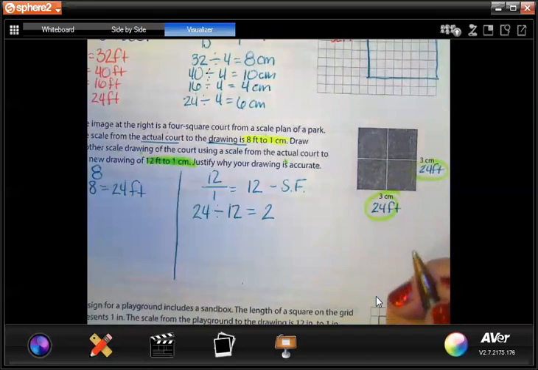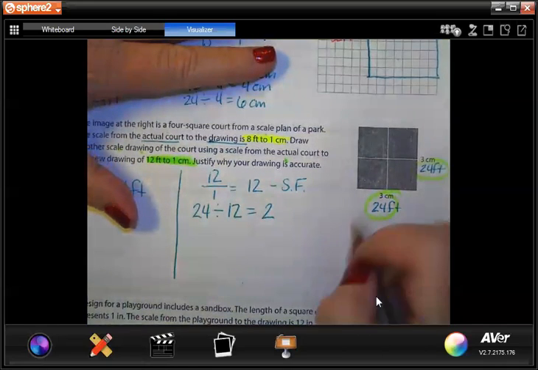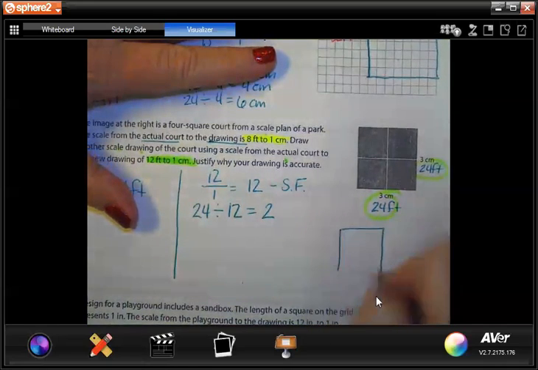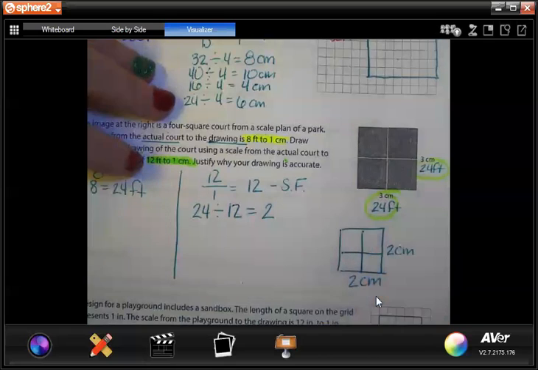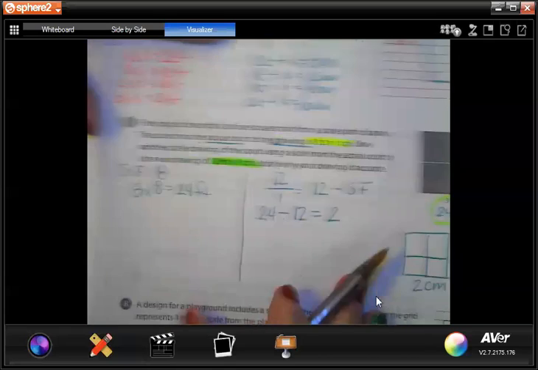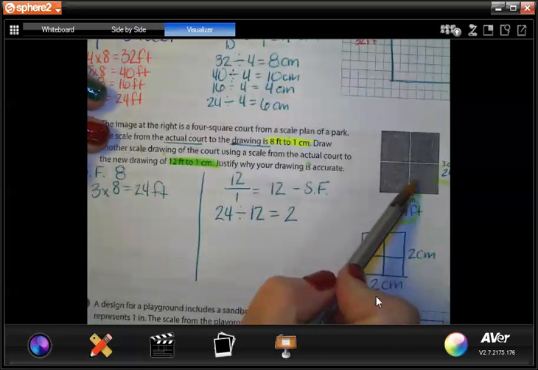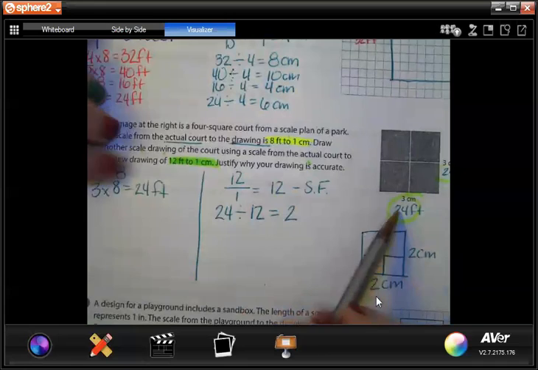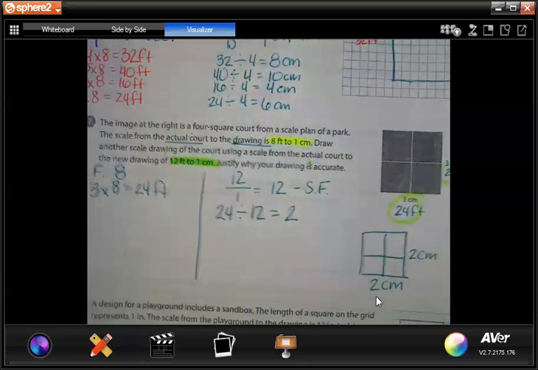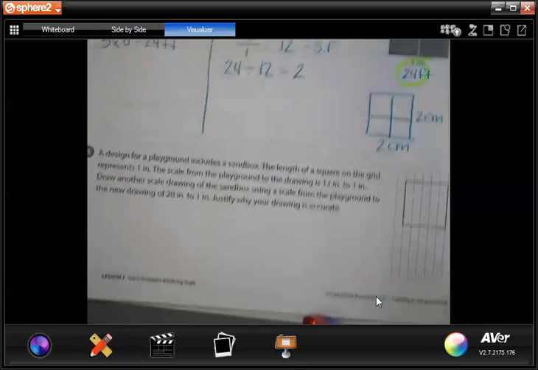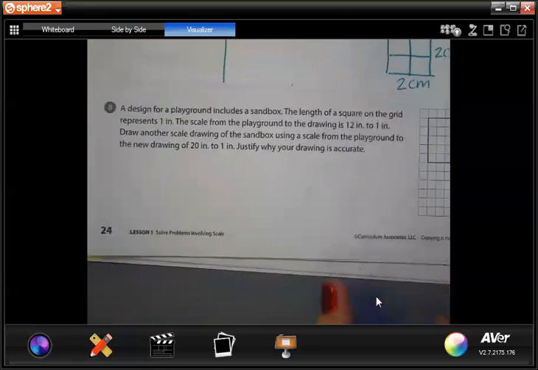So if I were to make a new scale drawing of this, it would be 2 centimeters by 2 centimeters. So I found out what my actual length and width were. Then using my actual length, I used my new scale factor and divided by that scale factor to get my new drawing.